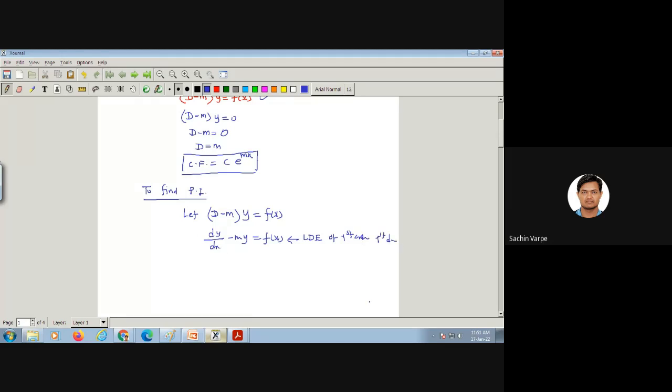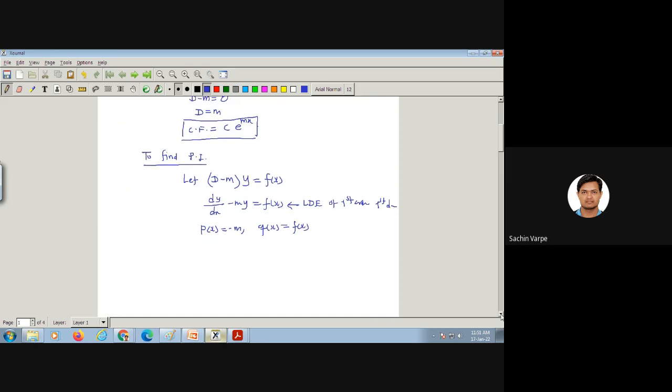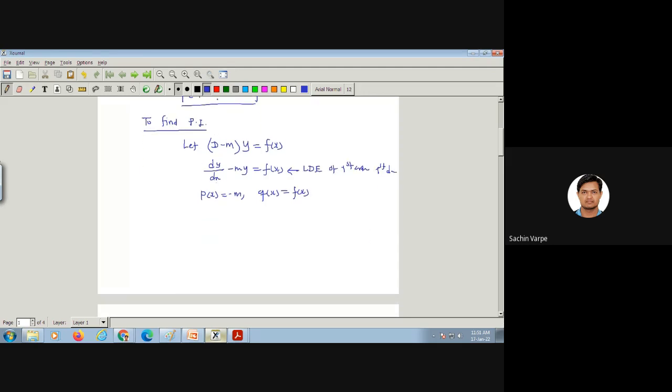Yes or no? Which is in its standard form, where what is P of x? P of x is minus m, and what is Q of x? Q of x is the right hand side, which is f of x. Okay? So with this standard form of linear differential equation, we all know that its solution is of the form y into integrating factor is equal to integration of Q of x into integrating factor plus constant of integration. Yes or no? What is the integrating factor here? IF is equal to e to the power integration of P of x dx. So that is equal to e to the power integration of what is P? P is minus m dx.